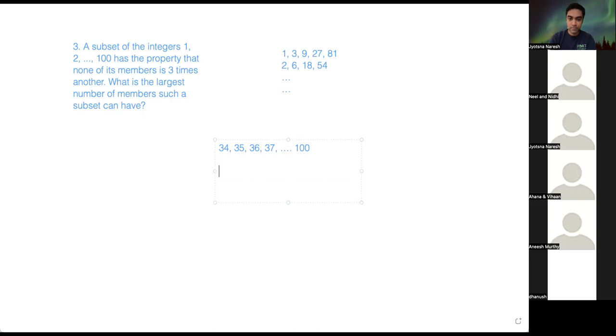No. Why not? Because if you multiply by 3, then it'll be over 100. Well, it will be over 100, but the rule is just that in this subset of numbers, is any of the members 3 times another? So can I pick two numbers between 34 and 100 such that one of the numbers is 3 times another of the numbers?